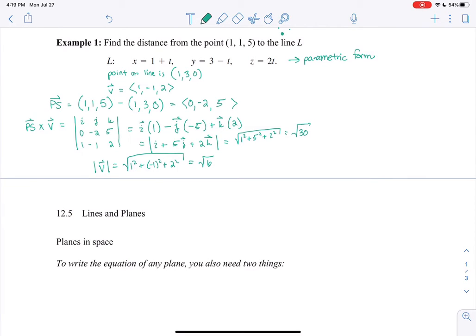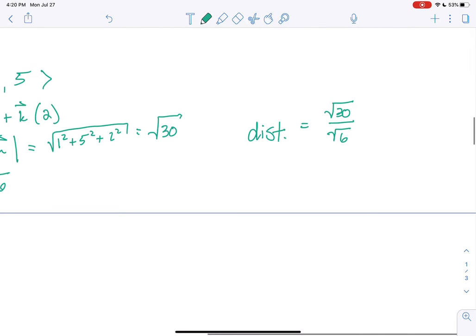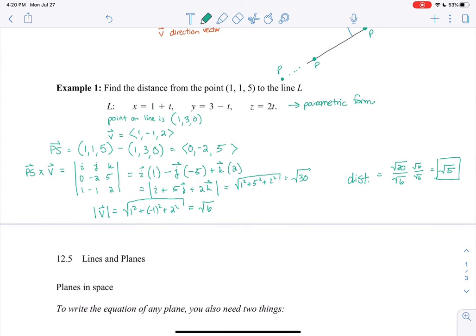And now we just know that the distance from the point to the line is this divided by that. So distance is equal to the square root of 30 over the square root of 6, which I believe simplifies down to the square root of 5. So that's the distance from this point to this line.